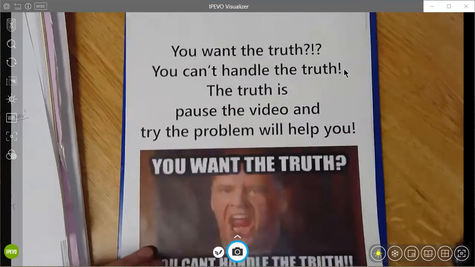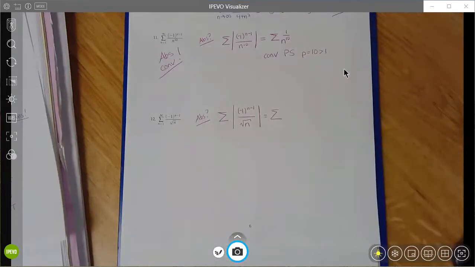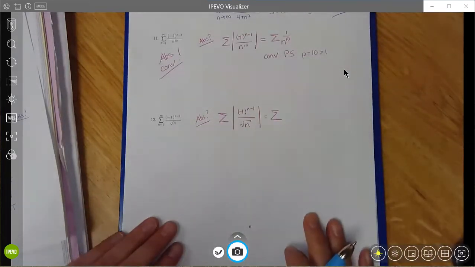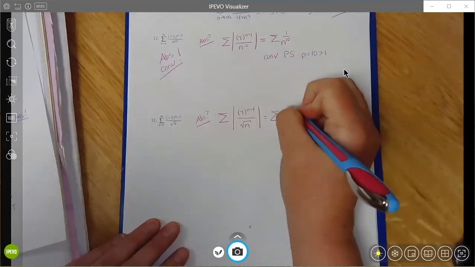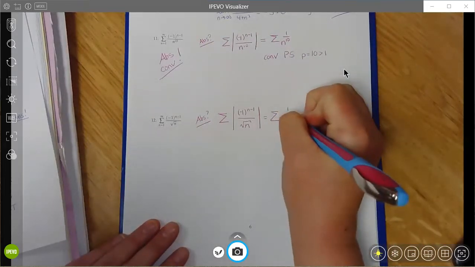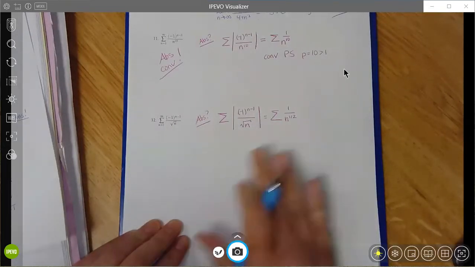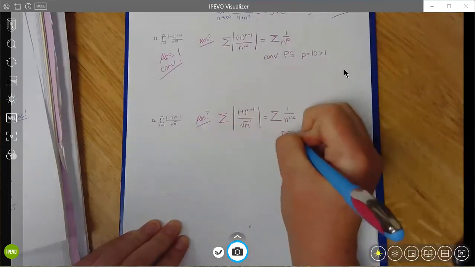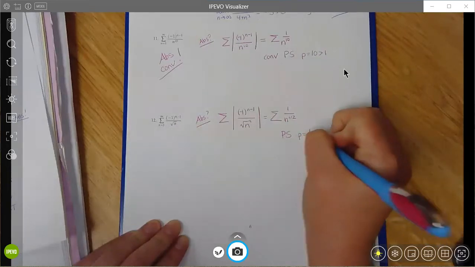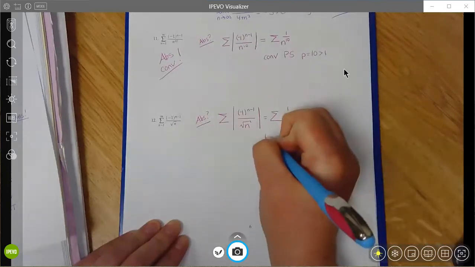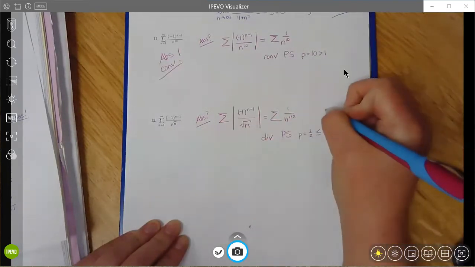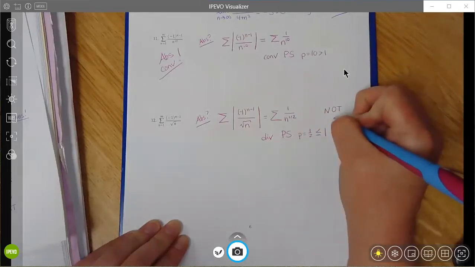Okay, so hopefully you paused the video and gave that a try. Let's see if we get to the same place. This simplifies to the sum of 1 over n to the 1/2. Again, on my flowchart, I start with, is this a geometric or a p-series? This is a p-series, so my p is equal to 1/2, which unfortunately is less than or equal to 1. So this diverges, and you get that this is not absolutely convergent.